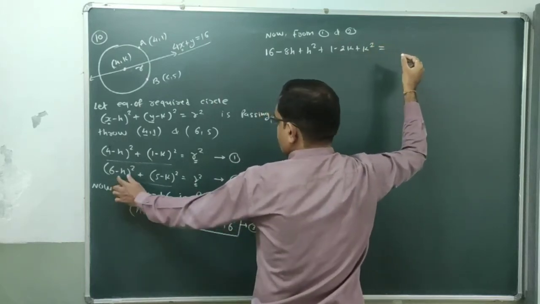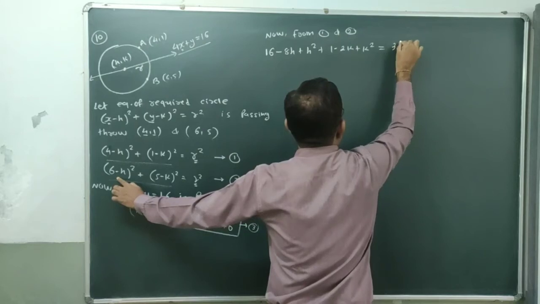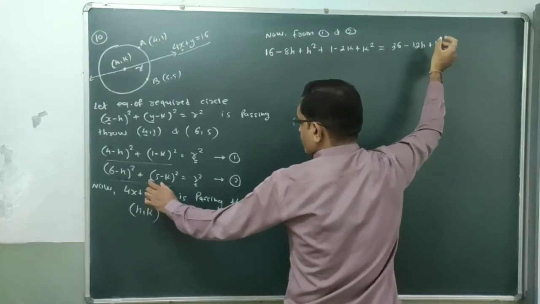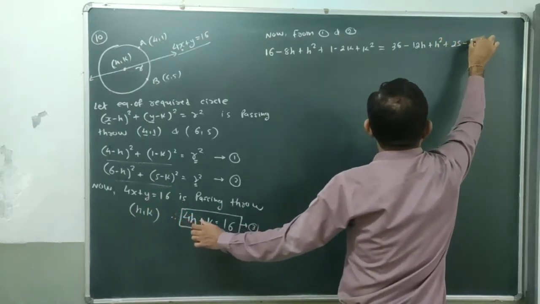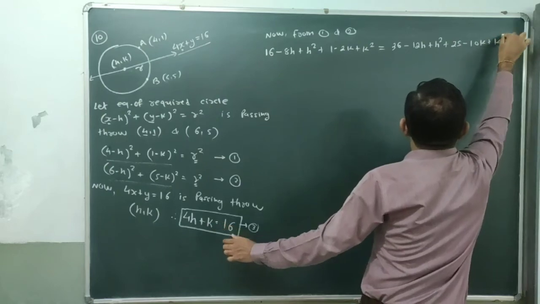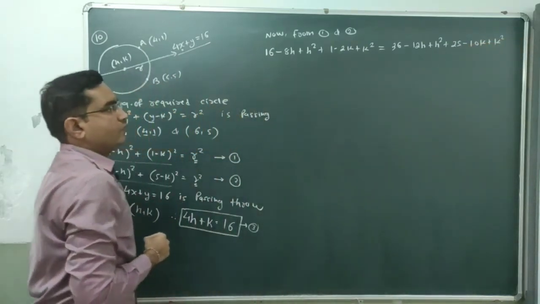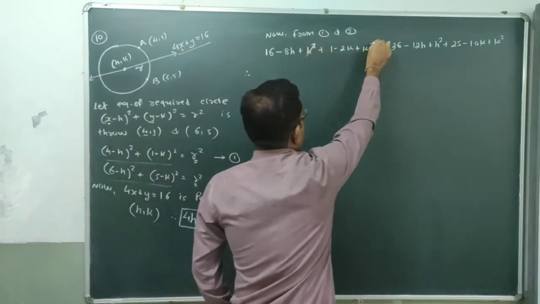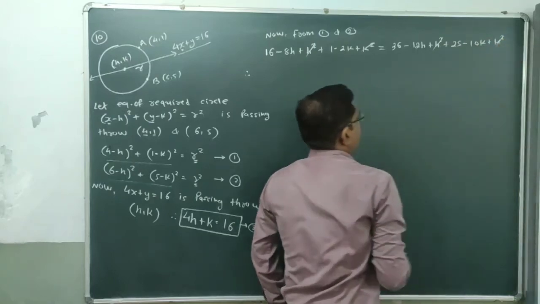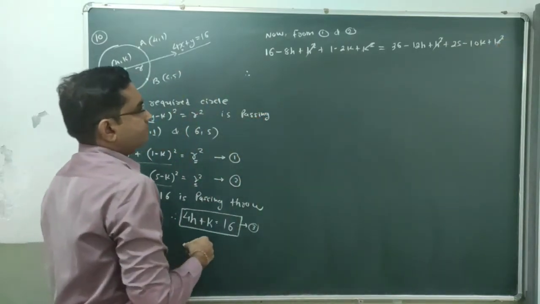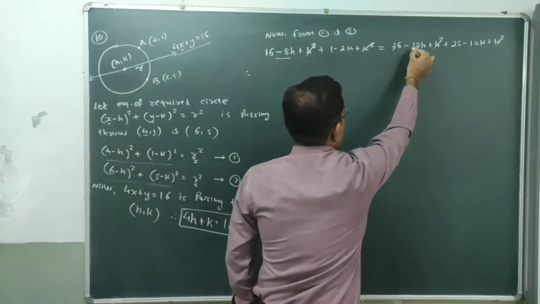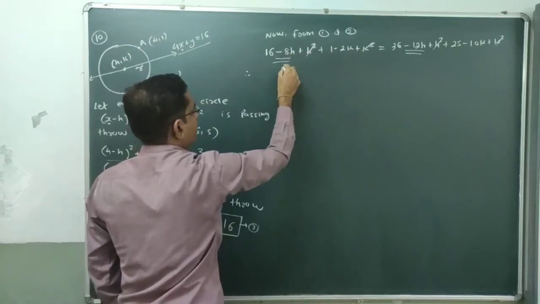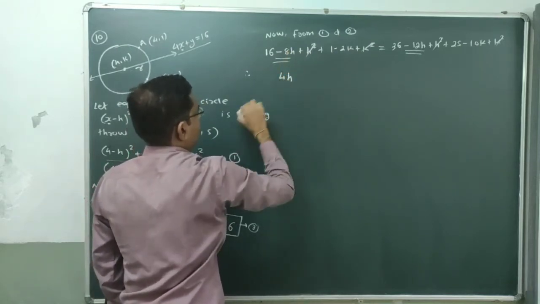This is equal to (6 minus h) whole square, which is 36 minus 12h plus h square plus 25 minus 10k plus k square. So comparing equation 1 and 2, simplify. Therefore here we can see h square and k square on both sides are equal, so they can be cut. Minus 8h and this is minus 12h. So taking this minus 12h on the left hand side, it's 12h minus 8h, so 4h.